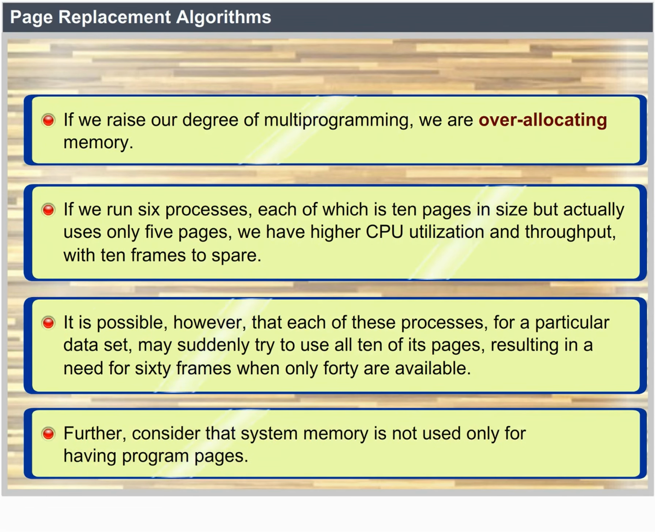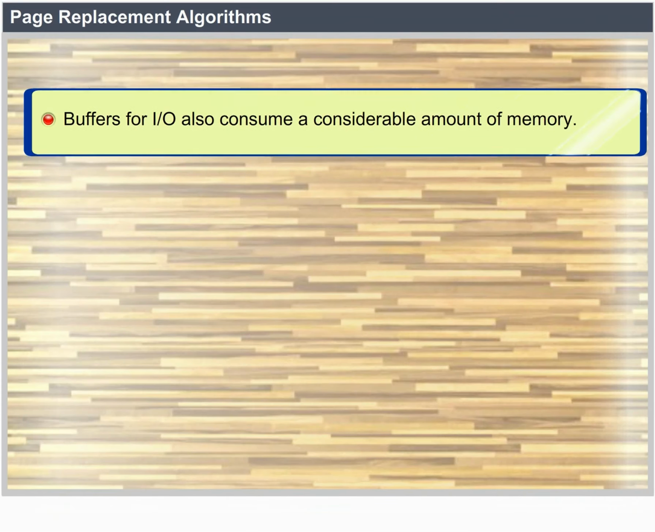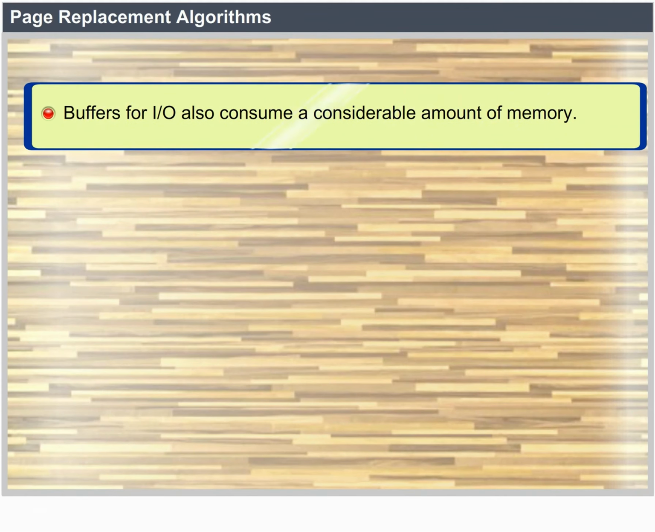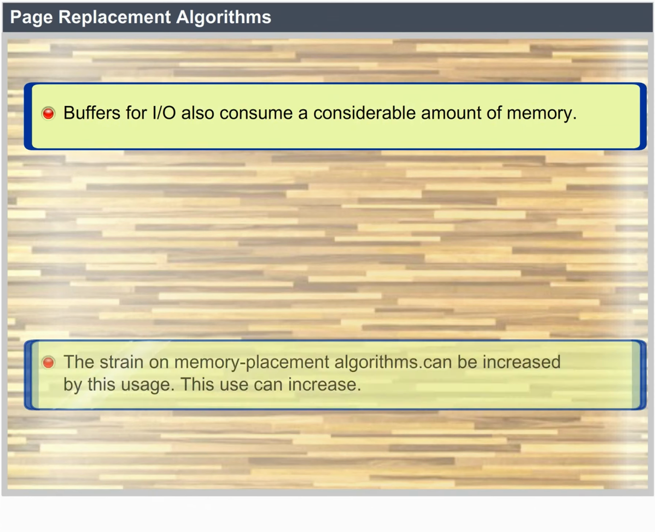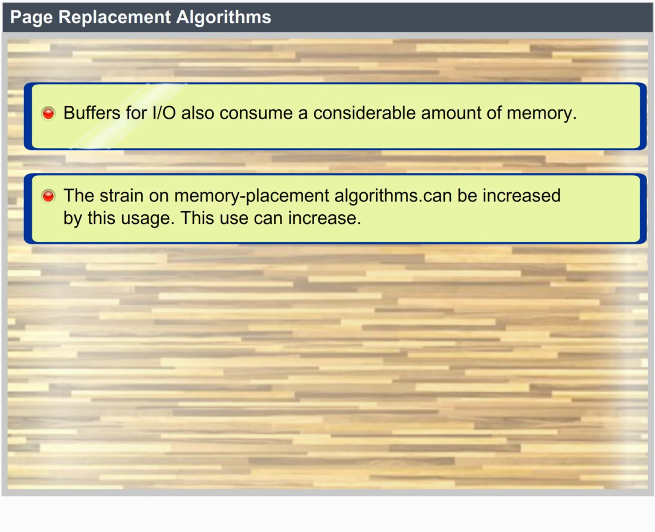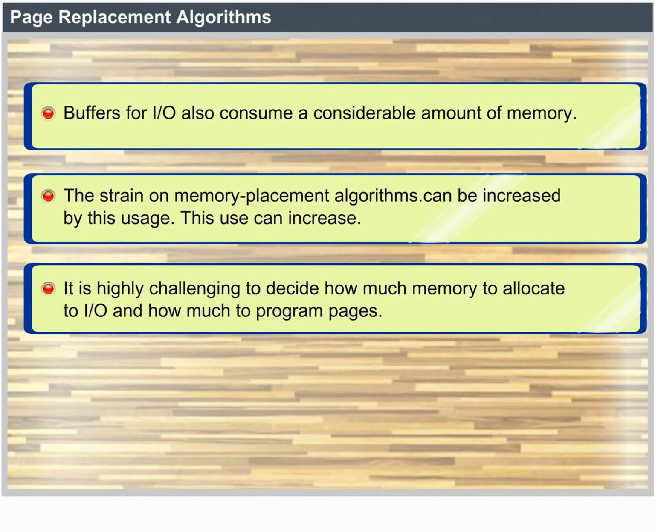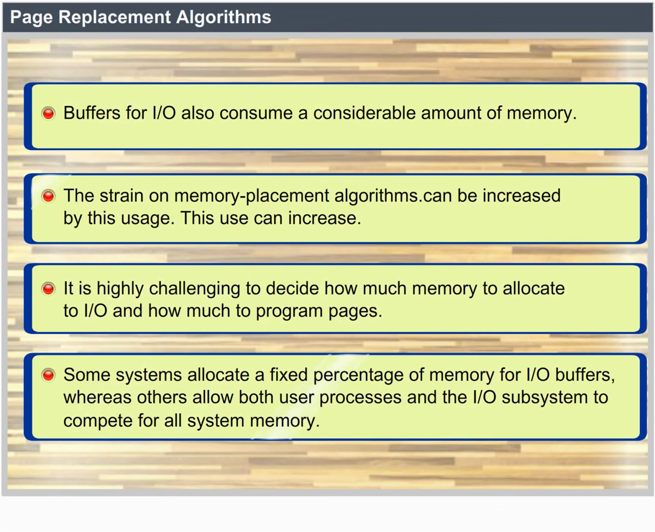Further, consider that system memory is not used only for holding program pages. Buffers for input-output also consume a considerable amount of memory. This use can increase the strain on memory placement algorithms. Deciding how much memory to allocate to input-output and how much to program pages is a significant challenge. Some systems allocate a fixed percentage of memory for input-output buffers, whereas others allow both user processes and the input-output subsystem to compete for all system memory.